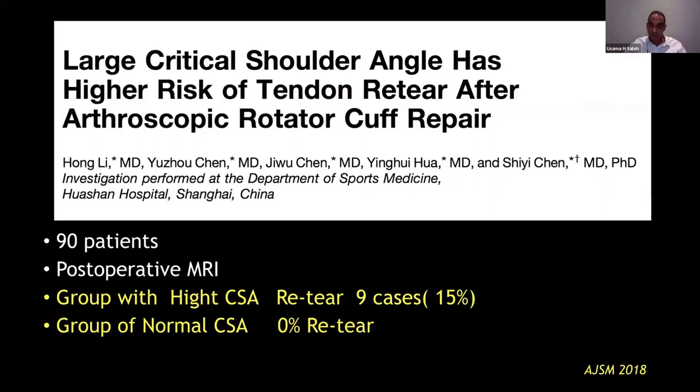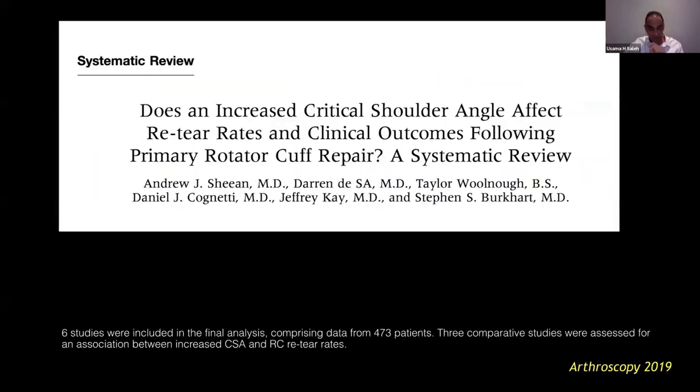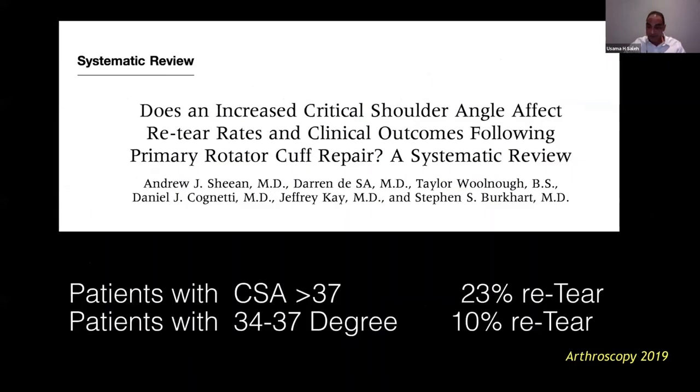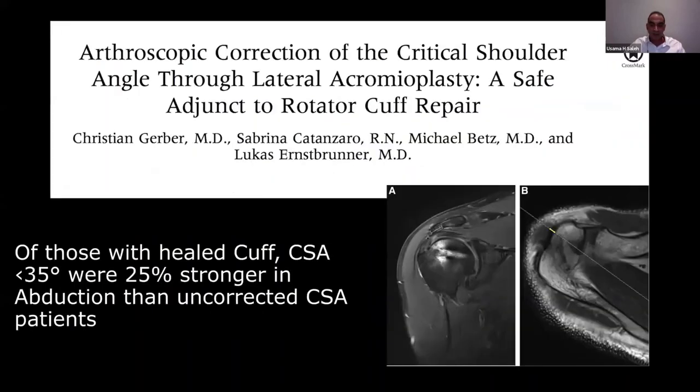Another study, the same concept, 90 patients with post-operative MRI scan. The group with a high critical shoulder angle had a 15% re-tear rate. The group with a normal critical shoulder angle, 0 re-tear rate. A systematic review in 2019, last year, came with exactly the same result. If you have a high critical shoulder angle, the re-tear rate is high. With a normal critical shoulder angle, I mean, the re-tear rate is 10% only.